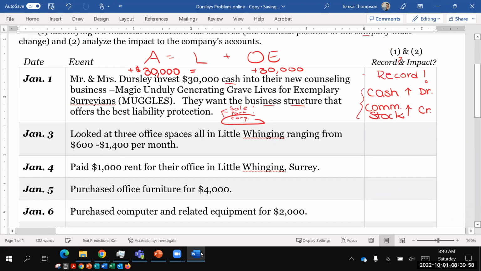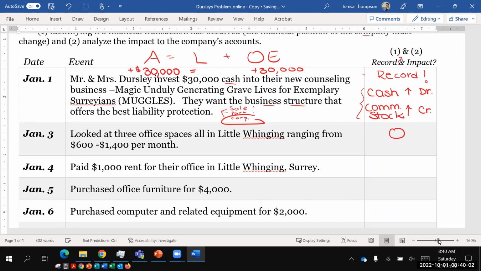January 3rd, we looked at 3 office spaces, just looked at them. So there's actually nothing to record here, and therefore we don't have any accounts to worry about. They hadn't committed to a space, they hadn't put down a down payment, right? They're just looking. So there's been no financial exchange there. In January 4th, however, there has been, right? We paid rent. If it just says paid, not on account, but just paid, you assume it's cash. So we do need to record this.